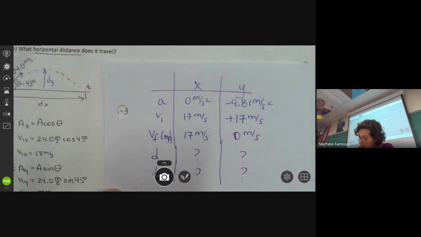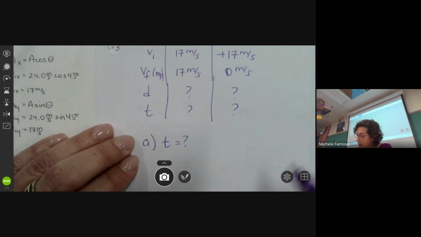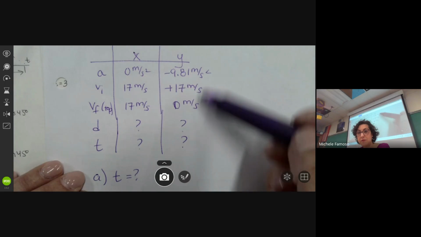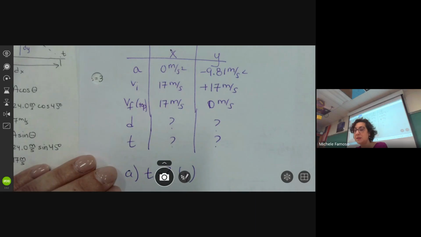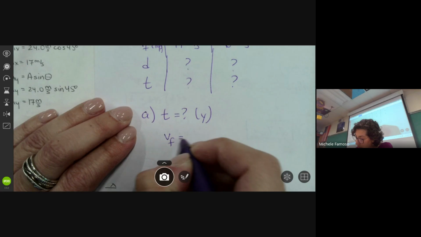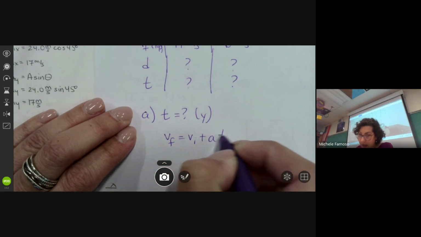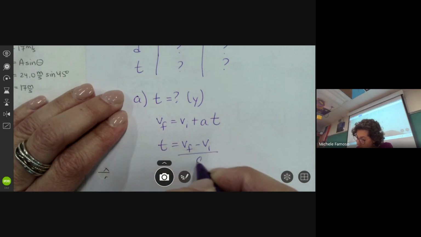So part A says, how long does it stay in the air? It means I'm looking for the time T. The best way to do it is to use my vertical direction because the X values are not changing, so it makes it kind of hard to work it through. That means I'm going to use VF is VI plus AT. So T would be VF minus VI over A.